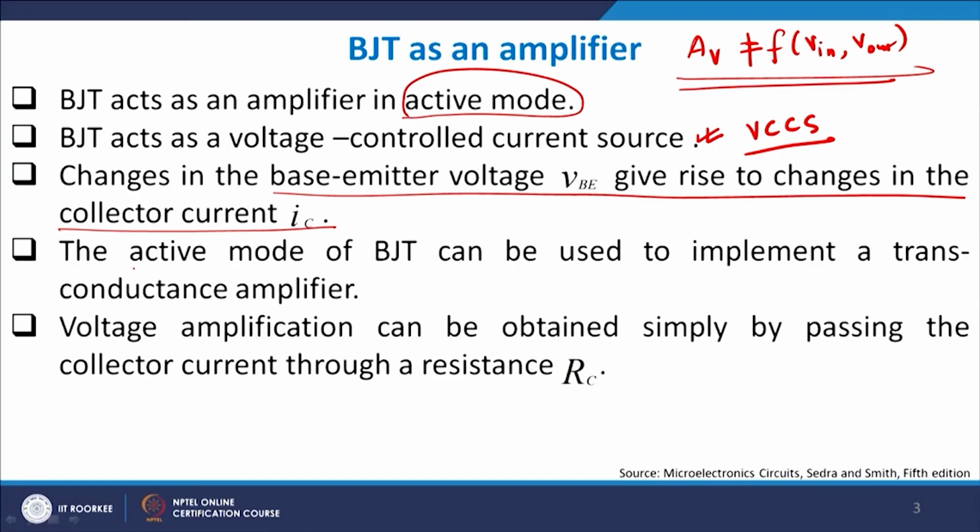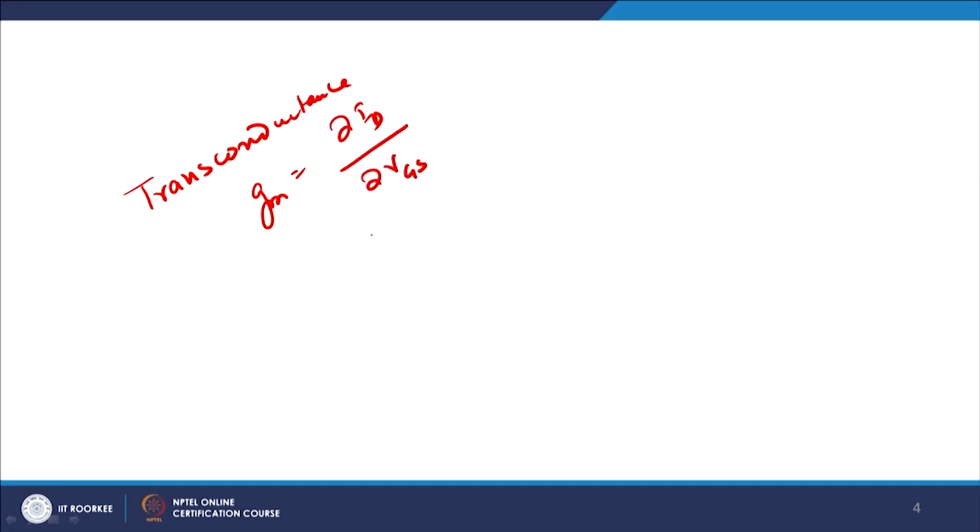As I discussed with you, the active mode of a BJT can be used to implement a transconductance amplifier. Forget about the word transconductance for now, we will be looking into it in a detailed manner. But you must be remembering what transconductance is. Transconductance GM is defined as del ID by del VGS, which means it is the rate of change of drain current with the rate of change of gate to source voltage. That is what GM is.